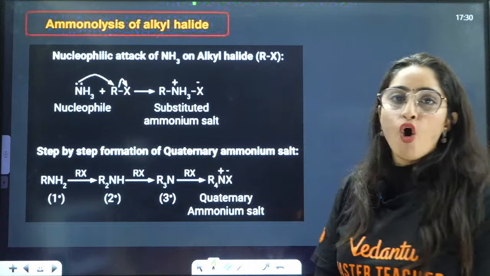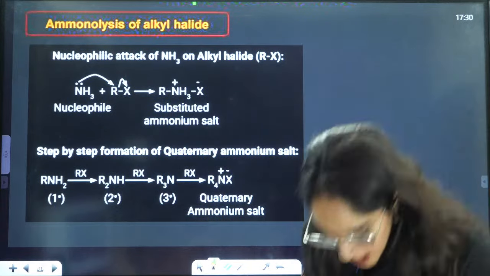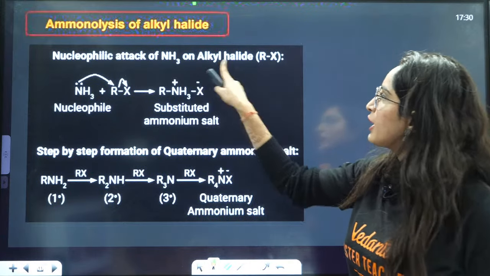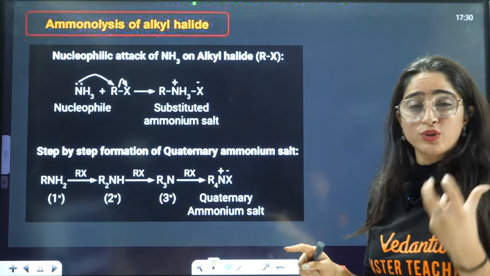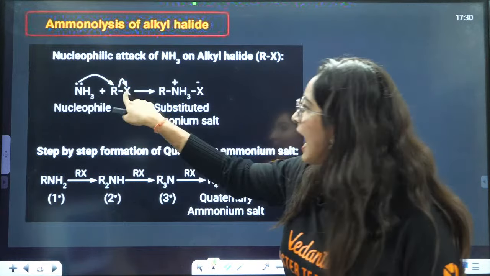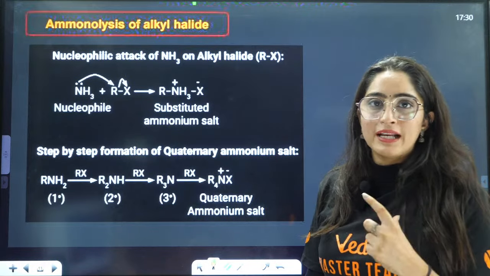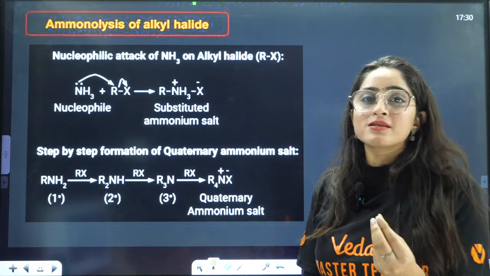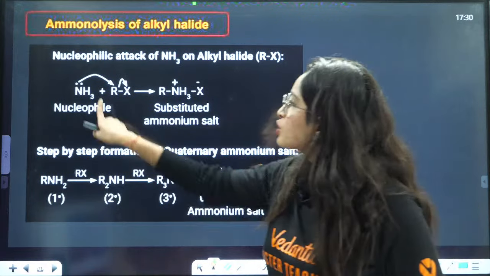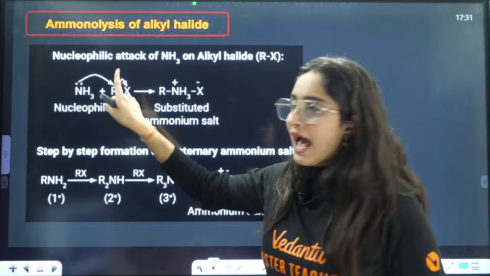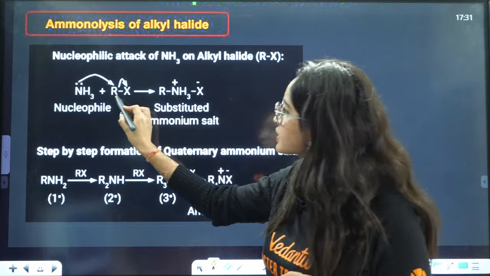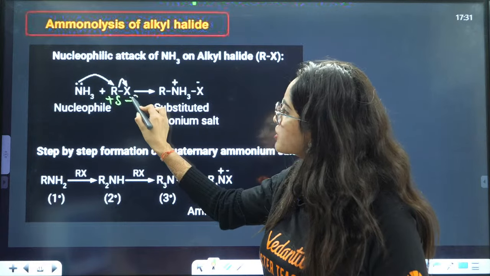That was the overall reaction. Now let us see what will happen here. Nucleophilic attack of NH3 on alkyl halide. To the alkyl halide, you will have NH3, and it will attack on this one. Nucleophile means nucleus loving, and it has more electron density, so it will attack the partially positive side of this alkyl halide. This is partially positive, this is partially negative.